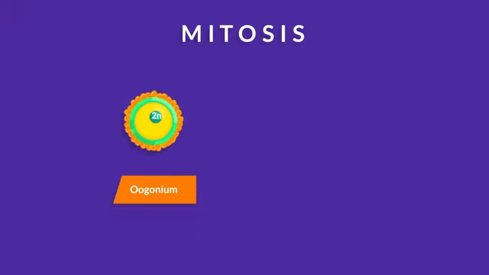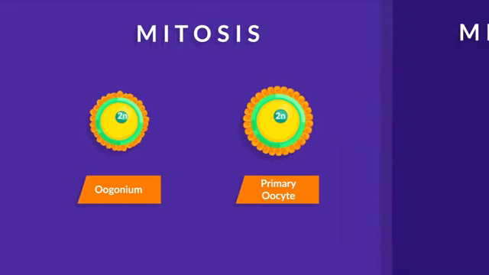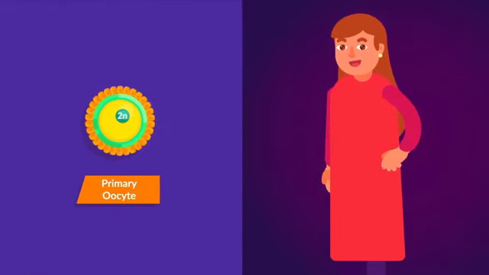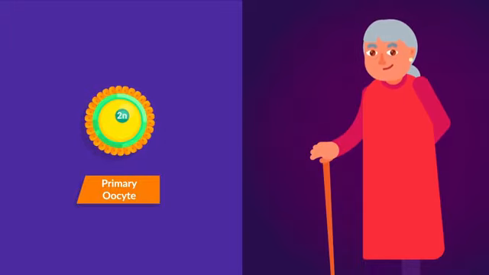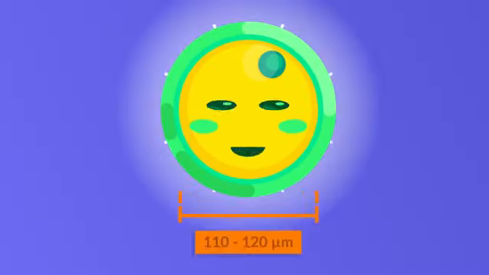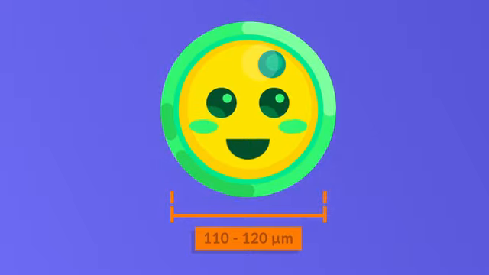The egg cells divide through mitosis and then go through meiosis. Most of these cells are arrested at prophase 1 and may remain like this for up to 50 years. The egg is spherical, with a diameter of about 110 to 120 micrometer.